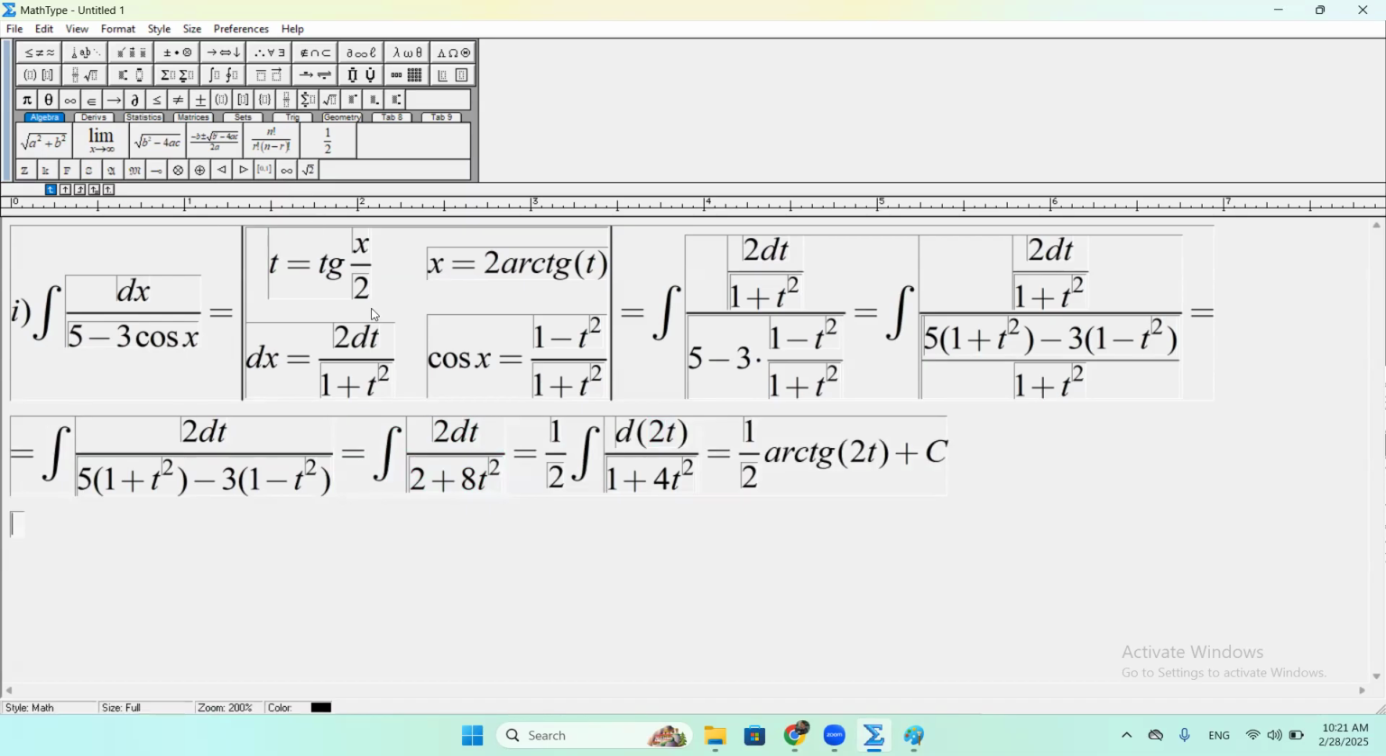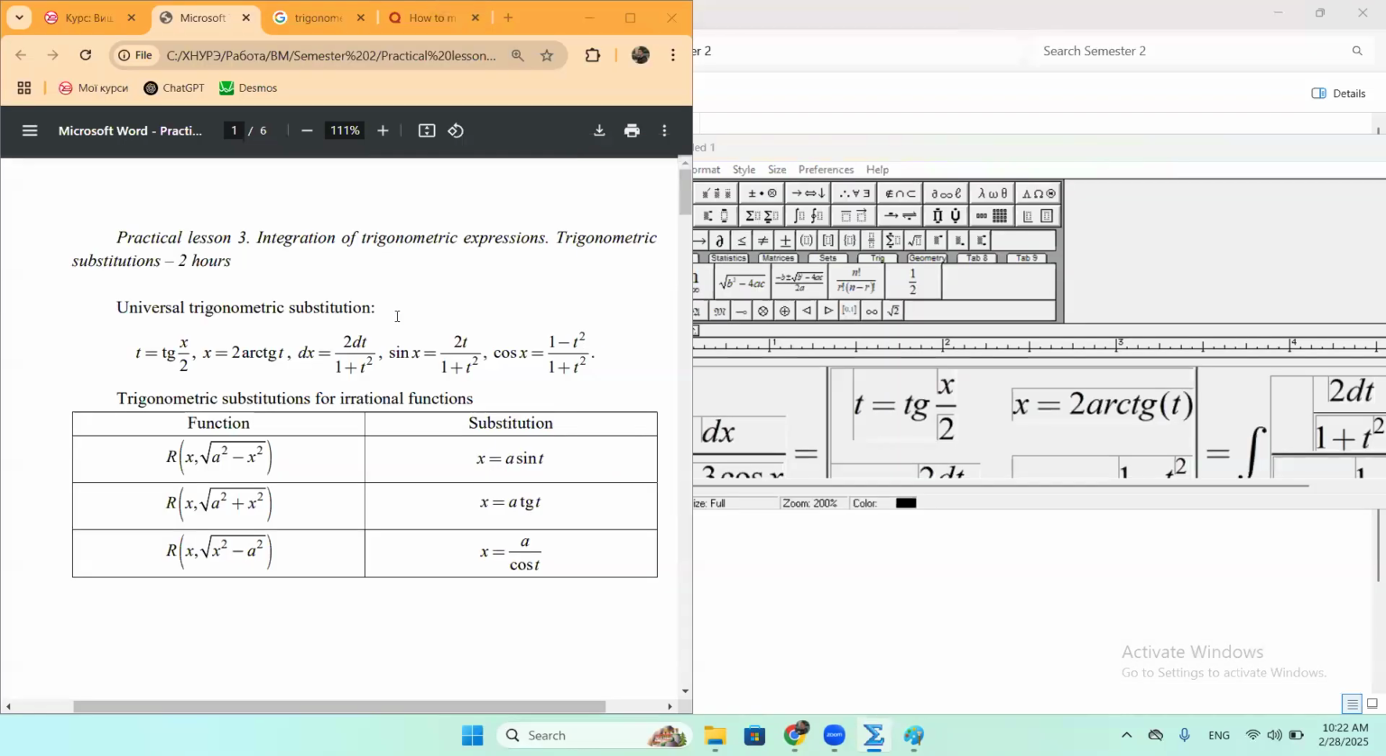So that's how it was simplified. And also let's return to the old variables, where t equals tangent of x over 2, plus c. So any questions about this exercise? No. So now it is quite easy.